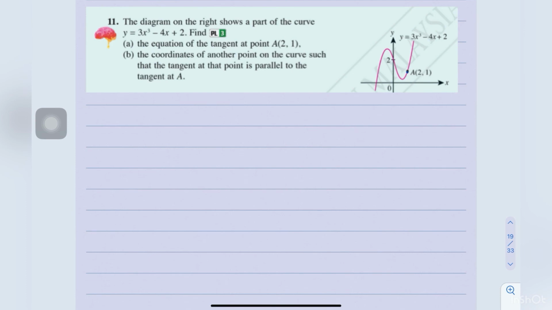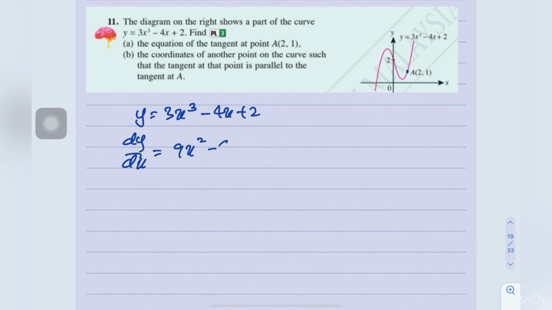Okay, so in number 11, the diagram on the right shows a part of the curve y equals 3x cubed minus 4x plus 2. Given this, find the equation of the tangent at point A (2, 1). A tangent is a straight line, y equals mx plus c. Before you find the equation of the tangent, you have to find the gradient of the tangent. The gradient of the tangent is dy dx, so dy dx equals 9x squared minus 4.